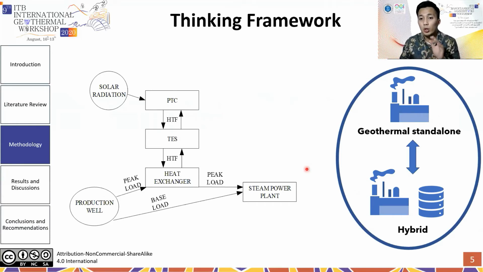This system will operate under 2 conditions. The first one is geothermal standalone. The second one is the hybrid. This is the way that the system will work. The solar radiation will be collected by the parabolic trough concentrator using the heat transfer fluid, and the energy will be stored in the thermal energy storage. The thermal energy storage will supply the energy to the heat exchanger during the peak load condition, the production well will go into the heat exchangers and then go to the steam power plant. But in the base load condition, the production well will go directly to the steam power plant.